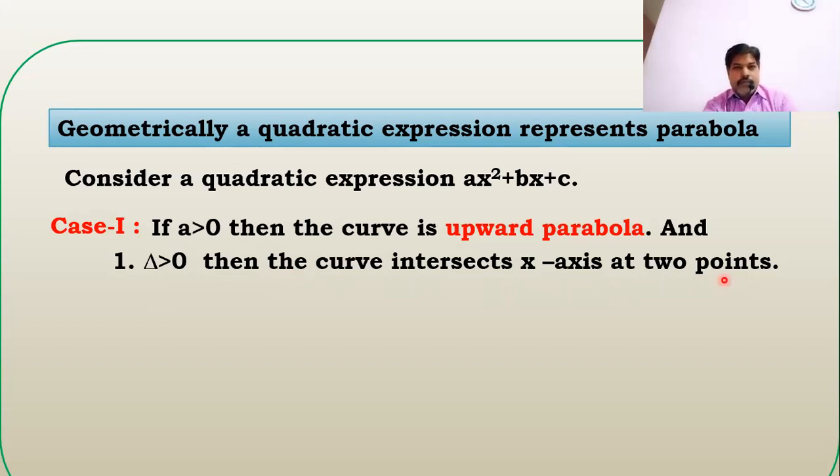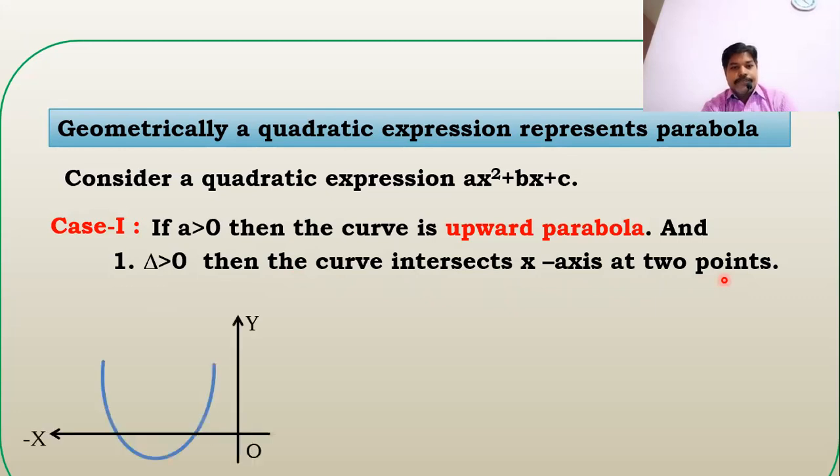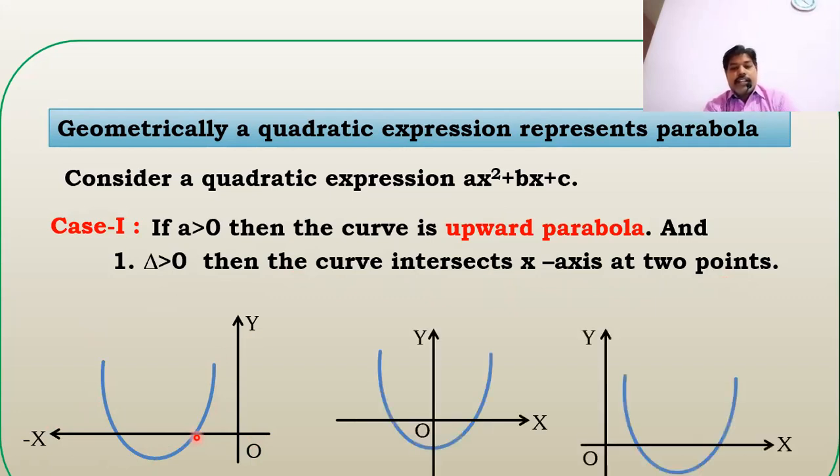So you can observe that one. What is the graph of this one? See that the curve is an upper parabola and intersects the x-axis at 2 points. So not only this one, you can also take the diagram like this one, and also the diagram like this one.